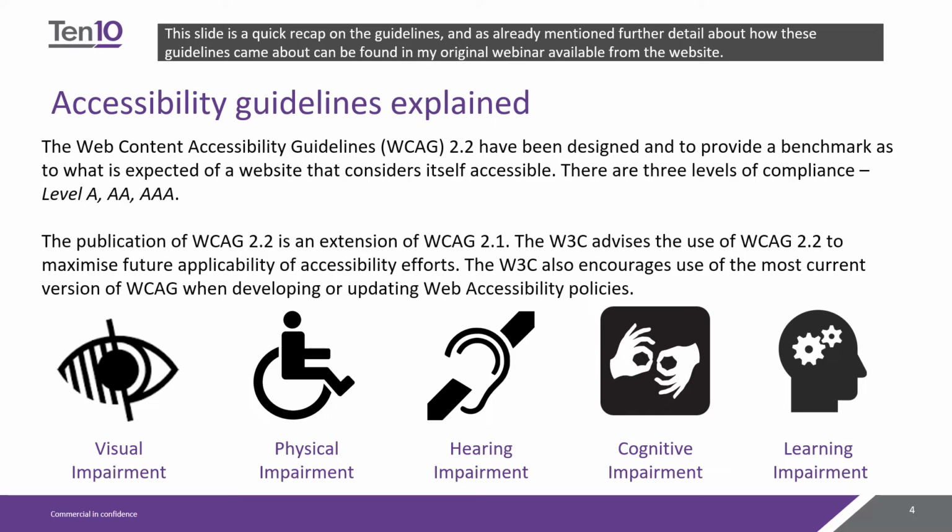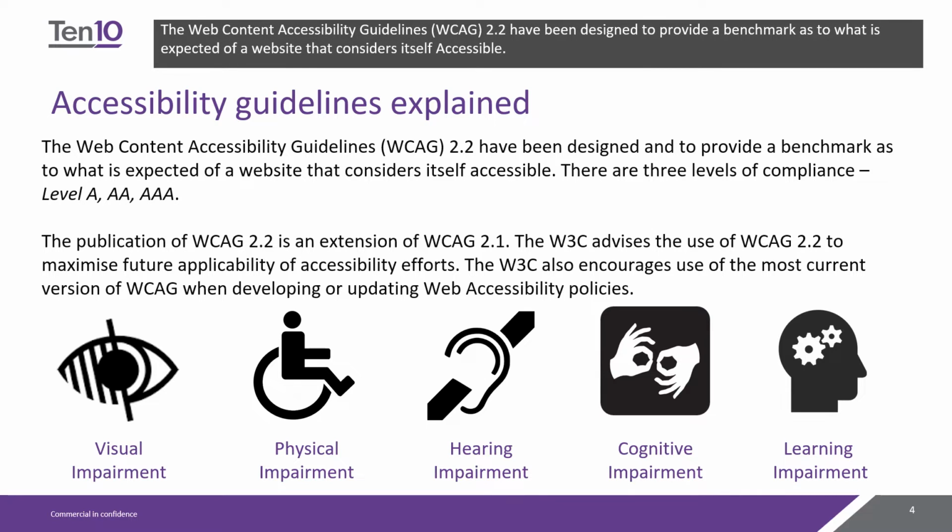So this slide is just a quick recap on the guidelines. As already mentioned, further detail about how these guidelines came about can be found in the original webinar available from our website. So the Web Content Accessibility Guidelines 2.2 have been designed to provide a benchmark to what should be expected of a website that should be accessible. And there are 3 levels of compliance: A, AA and AAA.